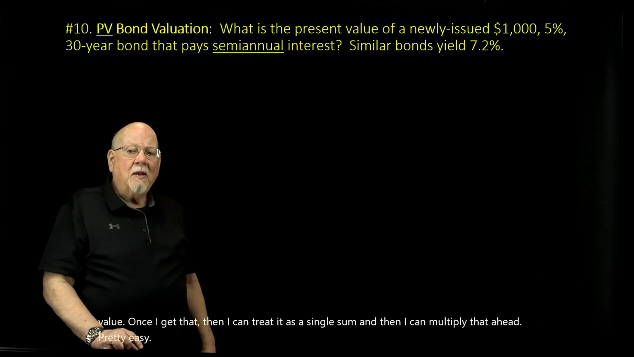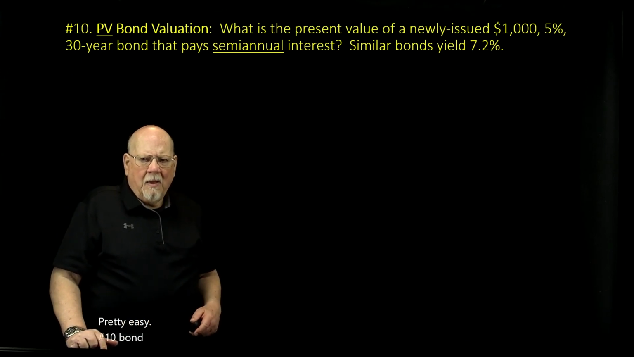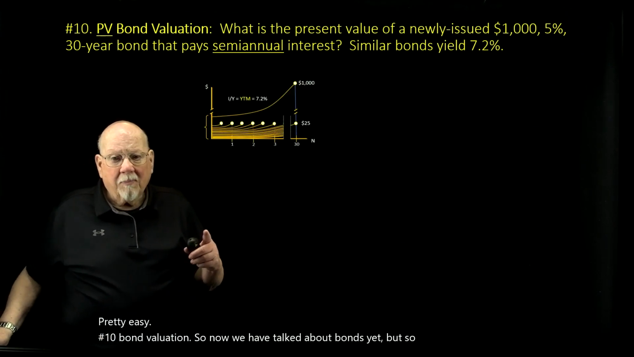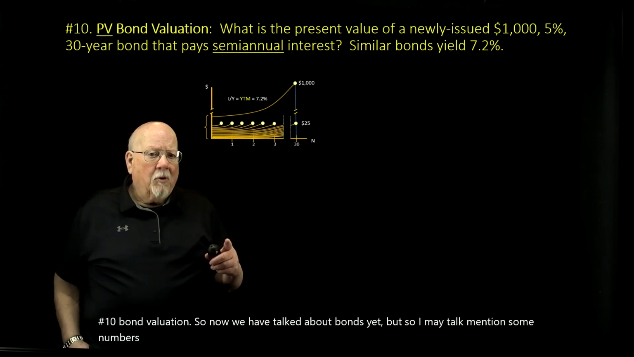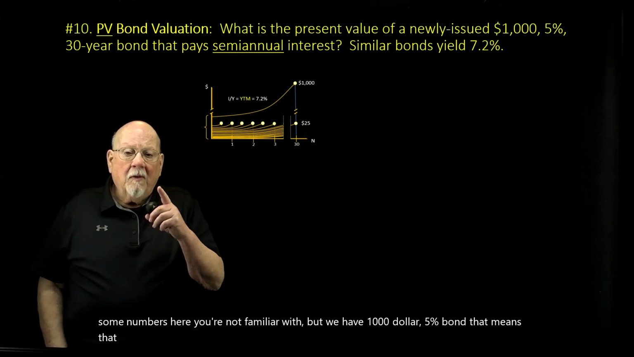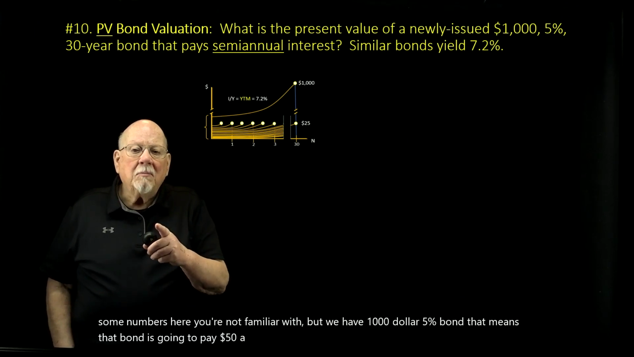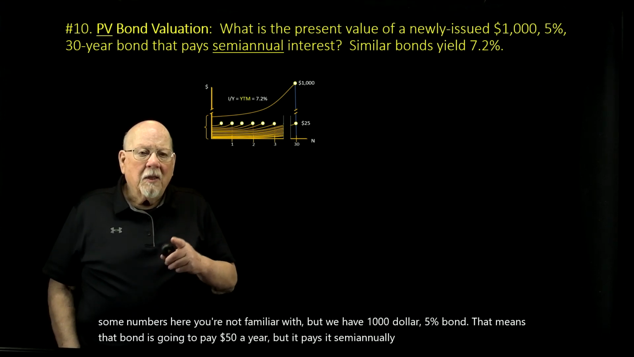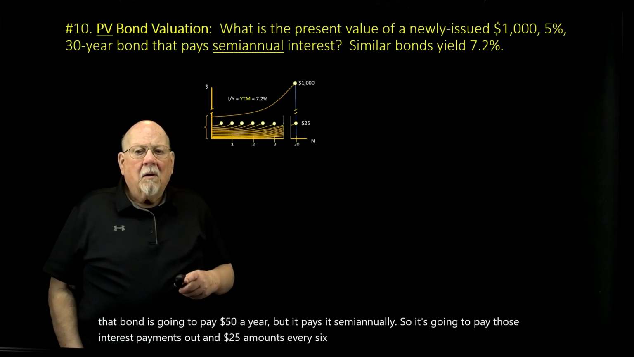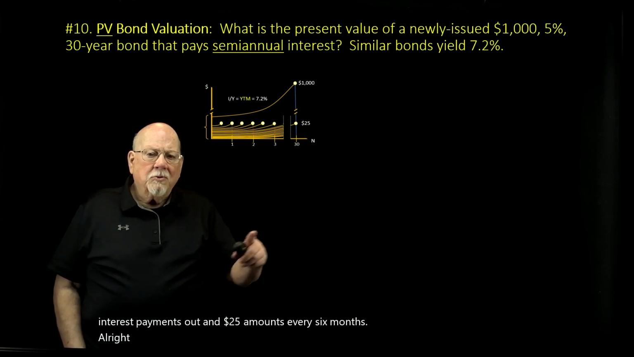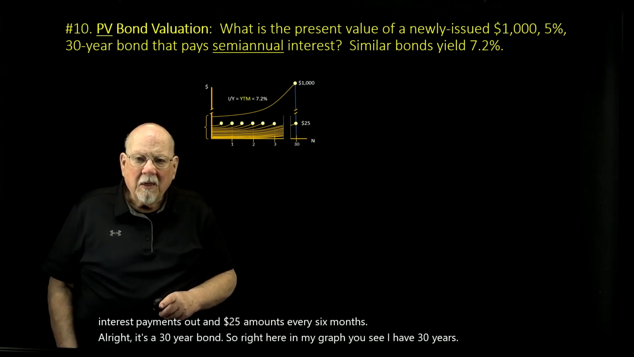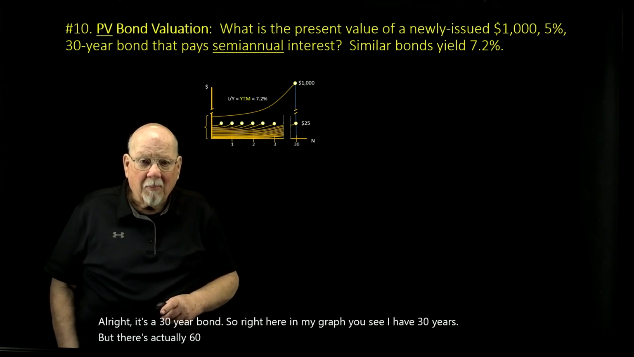Number 10, bond valuation. So now we haven't talked about bonds yet, so I may mention some numbers here you're not familiar with. But we have a $1,000 5% bond. That means that that bond is going to pay $50 a year, but it pays it semi-annually. So it's going to pay those interest payments out in $25 amounts every 6 months. All right, it's a 30-year bond. So right here in my graph, you see I have 30 years. But there's actually 60 compounding periods in the problem.